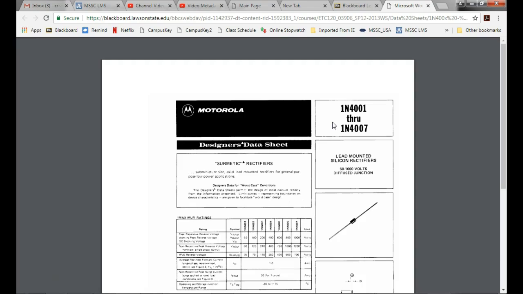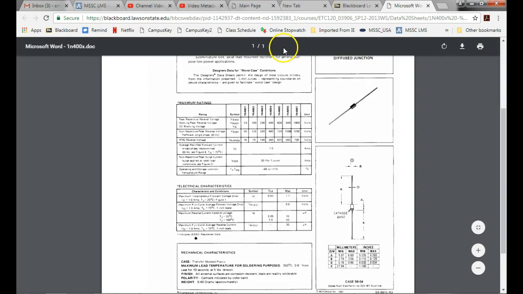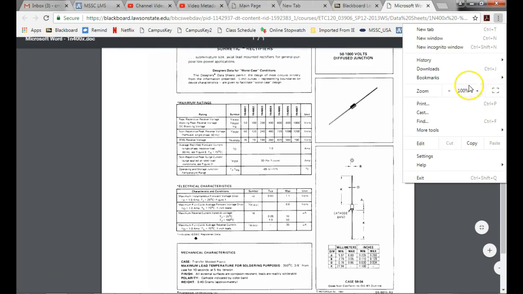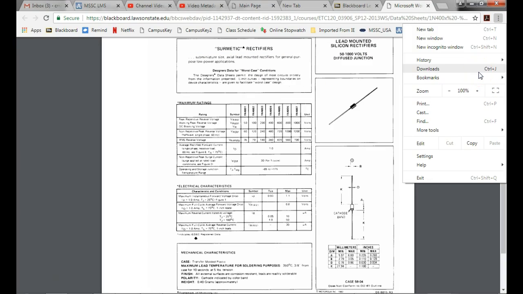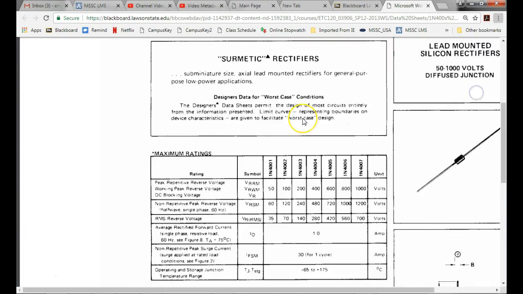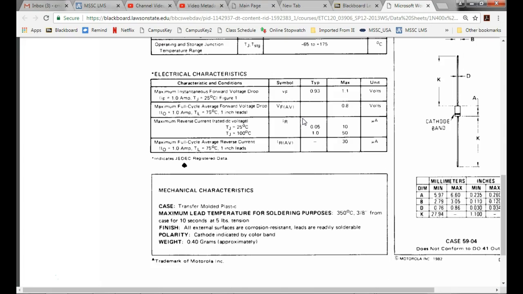So one of the things we're looking for is the barrier voltage. Let's see. I'm looking at the 40X, but it's in there too. We're looking for a specification called VF. Here it is right here. For this diode, and it's typically what?